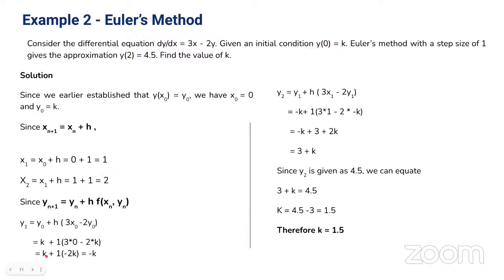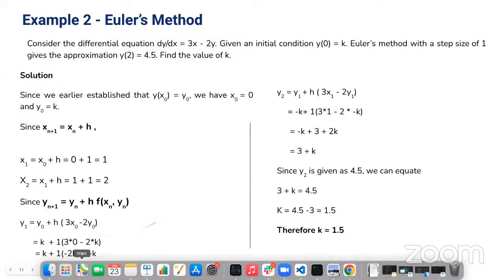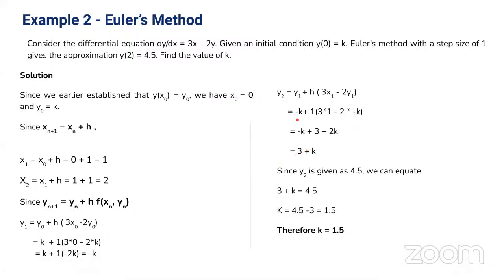If we solve this further, we'll see that we get k plus 1 times (0 minus 2k). 3 times 0 is 0, and what is left is minus 2k. Now we have k minus 2k, which gives you minus k. Now our y1 is minus k. Our y2, on the other hand, is y1 plus h times (3x1 minus 2y1). We replace the value of x1 as 1, and we replace the value of y1 that we have deduced as minus k into the equation. We'll see that we have minus k plus 3 plus 2k. Now our y2 is 3 plus k.